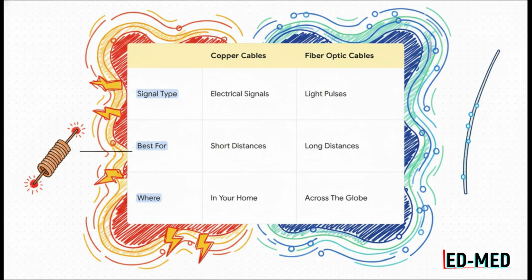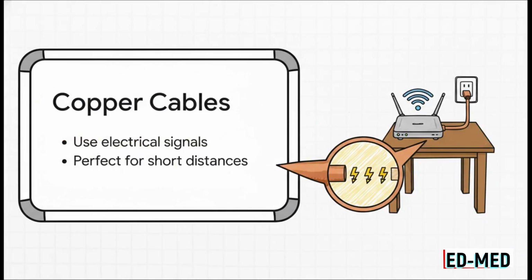But for the long haul, it needs to transform into something way faster, pulses of light, traveling through fiber optic cables. These copper cables are the real workhorses for short distances. They're probably what you have inside your home, connecting your router to the wall. And they carry that binary code as simple electrical signals. An electrical pulse means a 1, and no pulse means a 0.